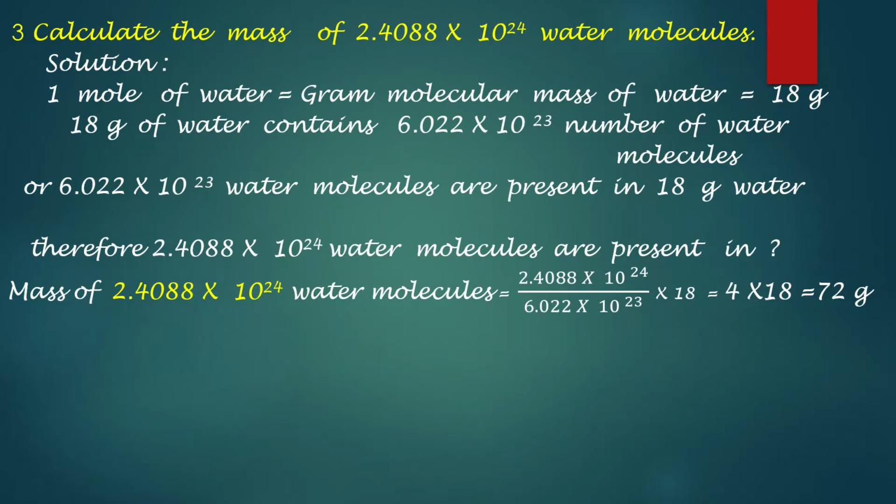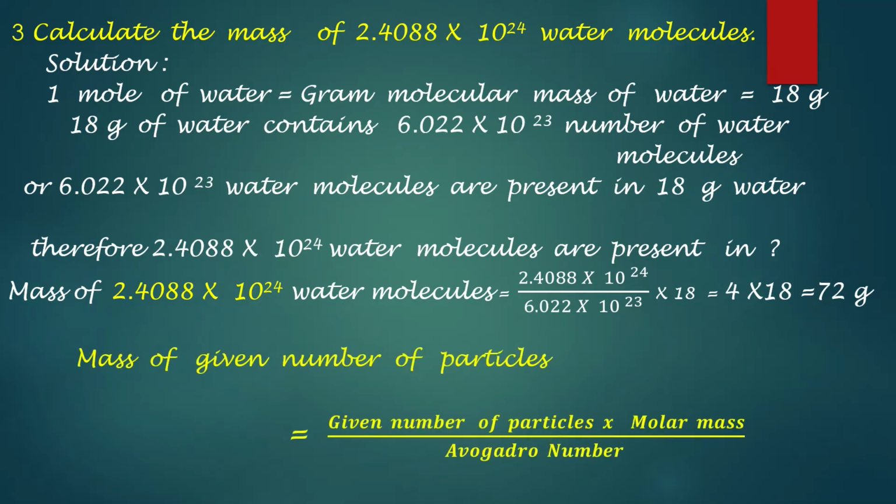Now in this problem we have divided the given number of molecules by Avogadro number and then multiplied with molar mass. So this will give the mass of the substance containing the given number of particles. So in general, remember this formula: mass of given number of particles equals given number of particles divided by Avogadro number, times molar mass. So next, let us go ahead with the next problem.